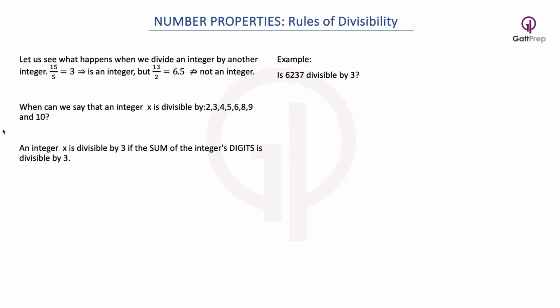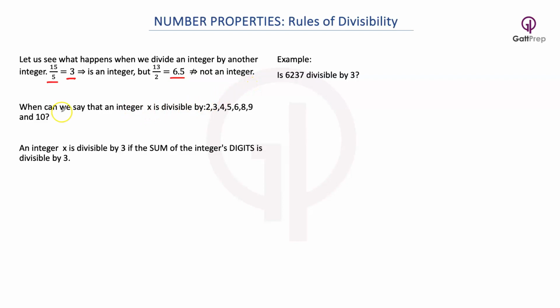Divisibility is when an integer divides another integer and the result is an integer. So let us see what happens when we divide an integer by another integer. Say 15 divided by 5 yields the integer 3. Because 3 is an integer, we say that 15 is divisible by 5. Now, 13 divided by 2 yields a decimal 6.5, and 6.5 is not an integer. And so we say that 13 is not divisible by 2.